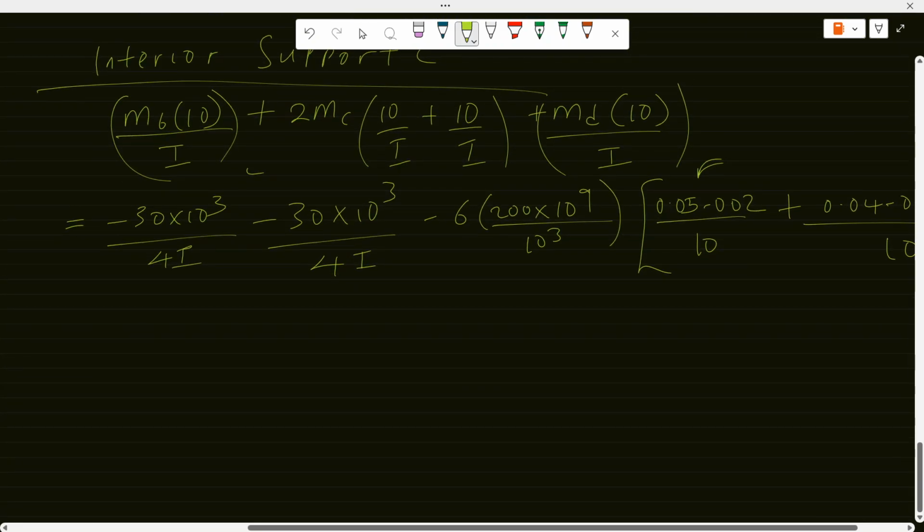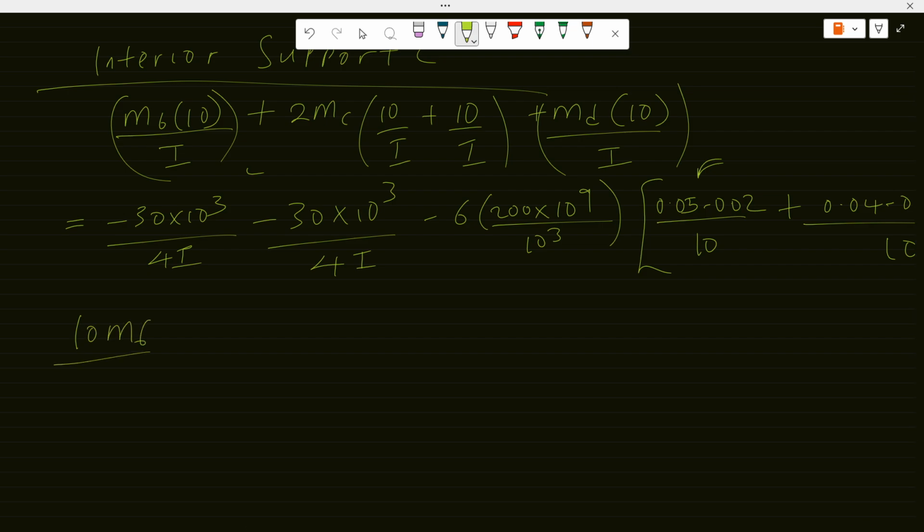So we'll be having 10 MB over I. We'll be having 2 MC. This question is straightforward. I would love to see questions like this in my exams. But now I wrote a question. I'm already skipping the steps. It's straightforward. So MD is 0.